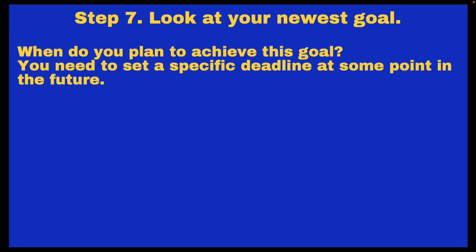Step 7, take a look at your newest goal. When do you plan to achieve this goal? So you need to have a specific deadline at some point in the future. So it needs to have a time component. I'm going to achieve this goal within 6 months or at a certain date. If it doesn't, at this point, now is the time to add it and then start the video again.